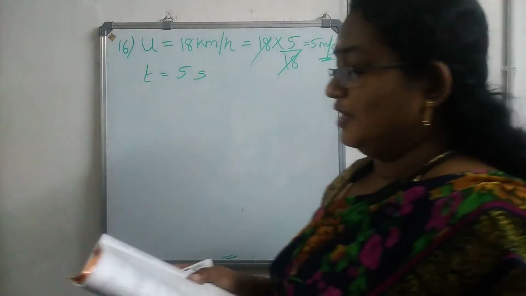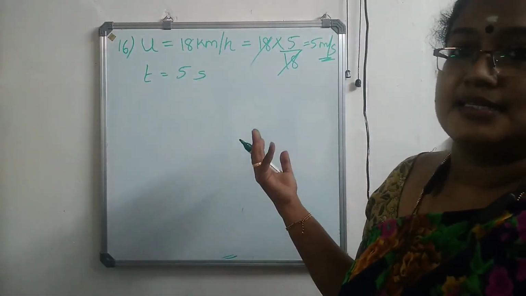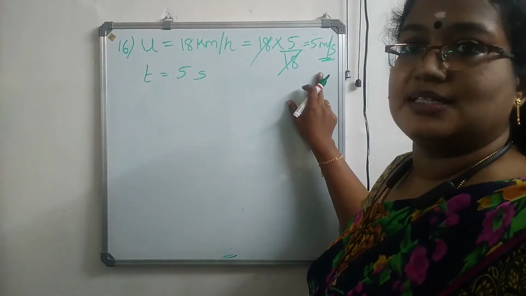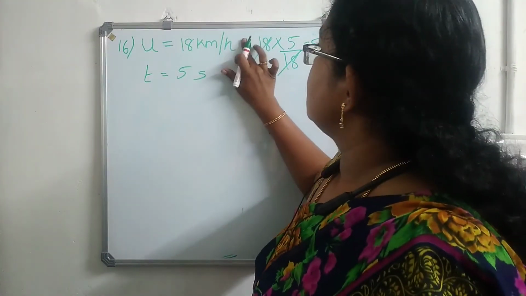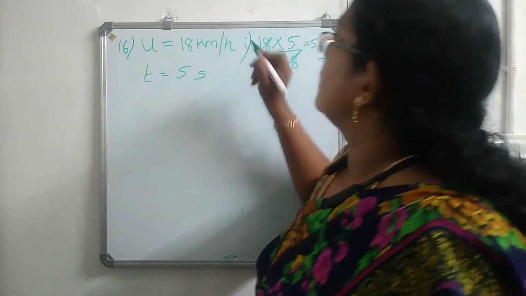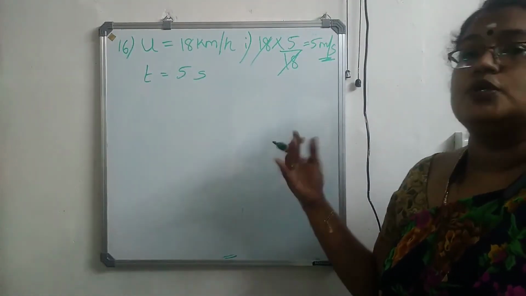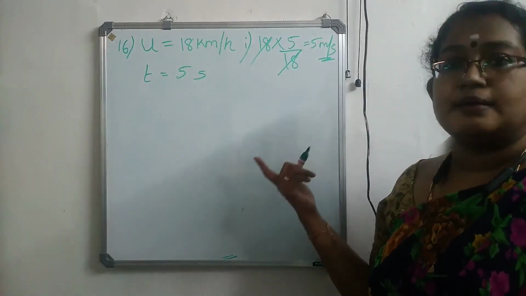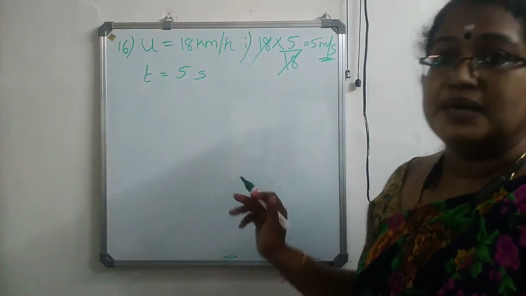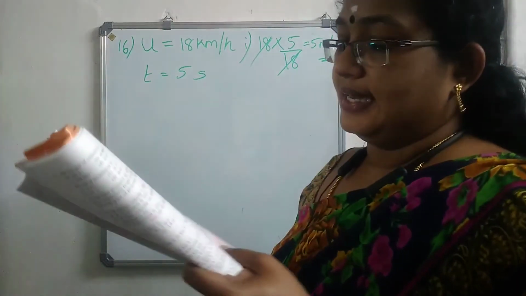First question is speed of the car in meter per second. That is what we have calculated, isn't it? This is the answer for first sub question. Speed in meter per second. How to convert? Multiply with 5 by 18. So we got the speed in meter per second.